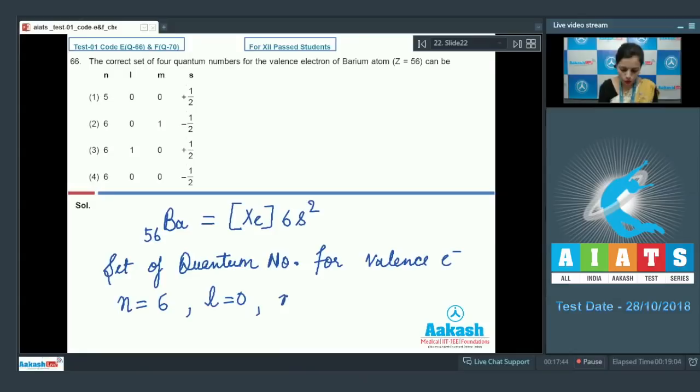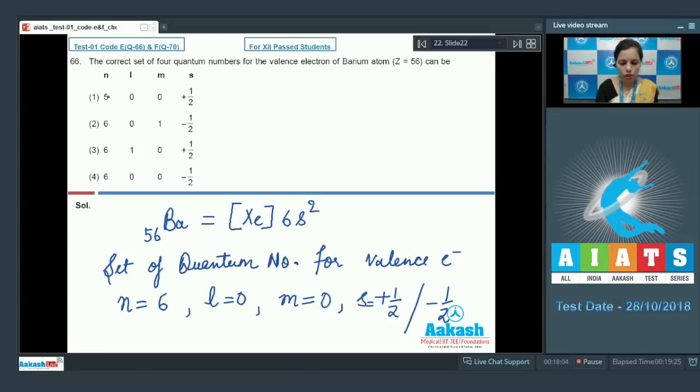Now, you want to find out the m value. The value of m depends on the value of l. That is equal to minus l to plus l. So it would be 0 again. And the s value can either be plus half or it can be minus half. Now, if it is so, we can easily find out the correct option.